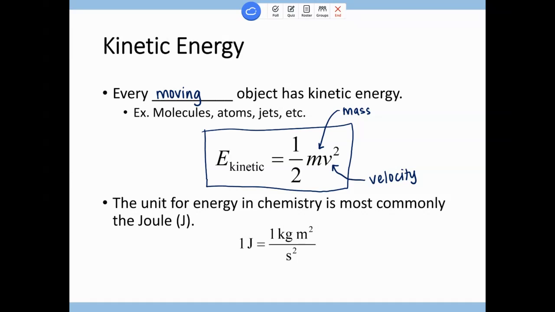And the unit for energy that we use in chemistry is most commonly the joule, which is 1 kilogram meter squared per second squared. So kilogram is our unit for mass, and then velocity is meters per second. So if we square velocity, we have meters squared per second squared. So for any moving object, if we know the mass and the velocity at which it's moving, then we can calculate its kinetic energy with this equation.